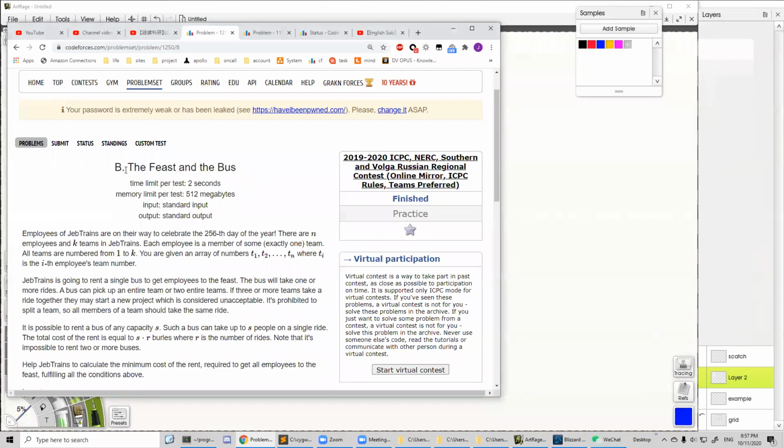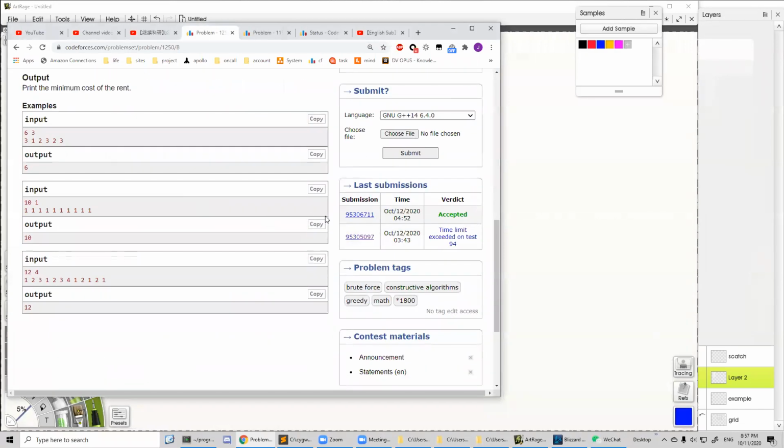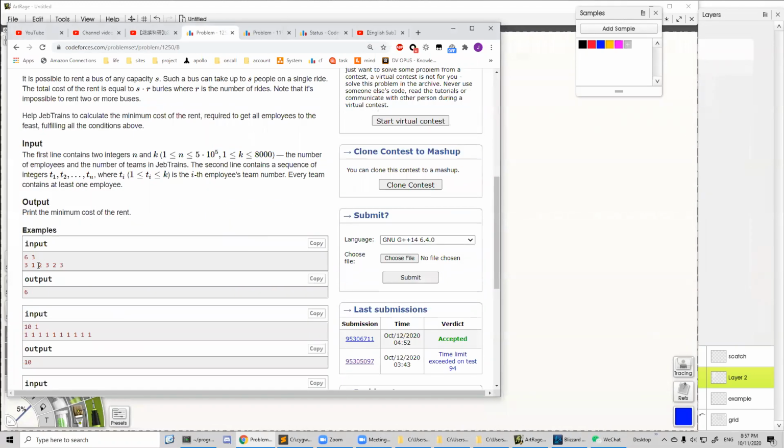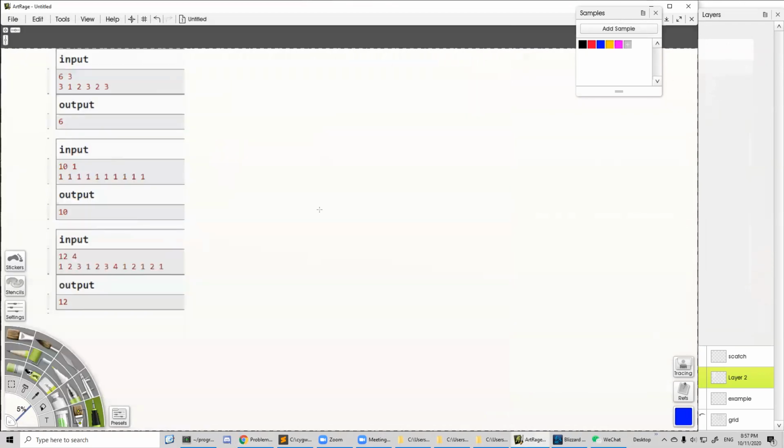Hey, let's discuss this problem. So it's also a 1800. Let's begin with the example here. In the example, we are going to have two numbers.